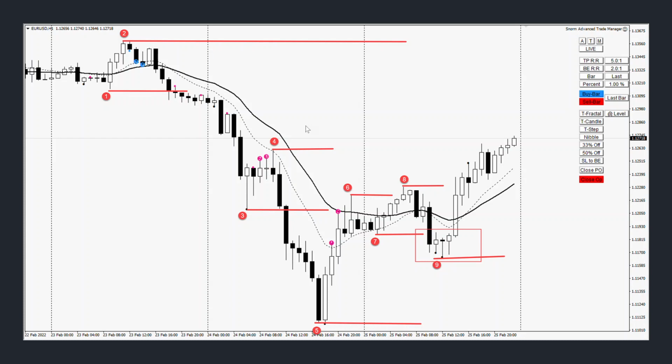And another one, before we finish, is that if you're letting your trades run and then you see one of these, then you can use that as your exit signal. So I hope this helps.